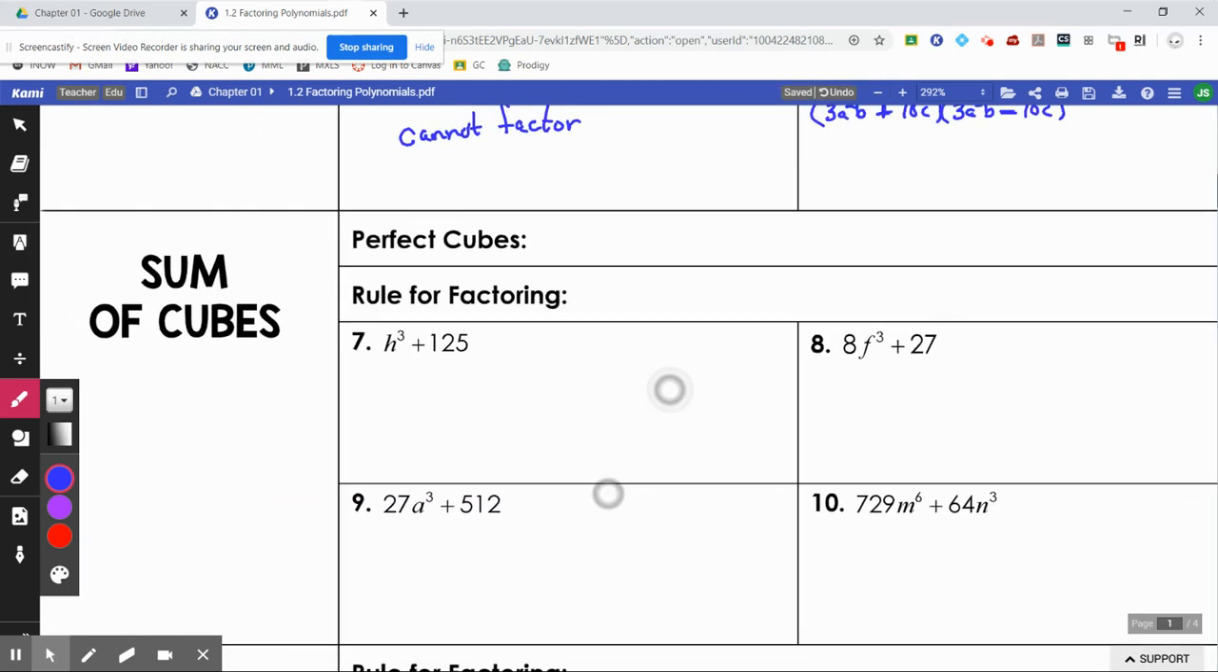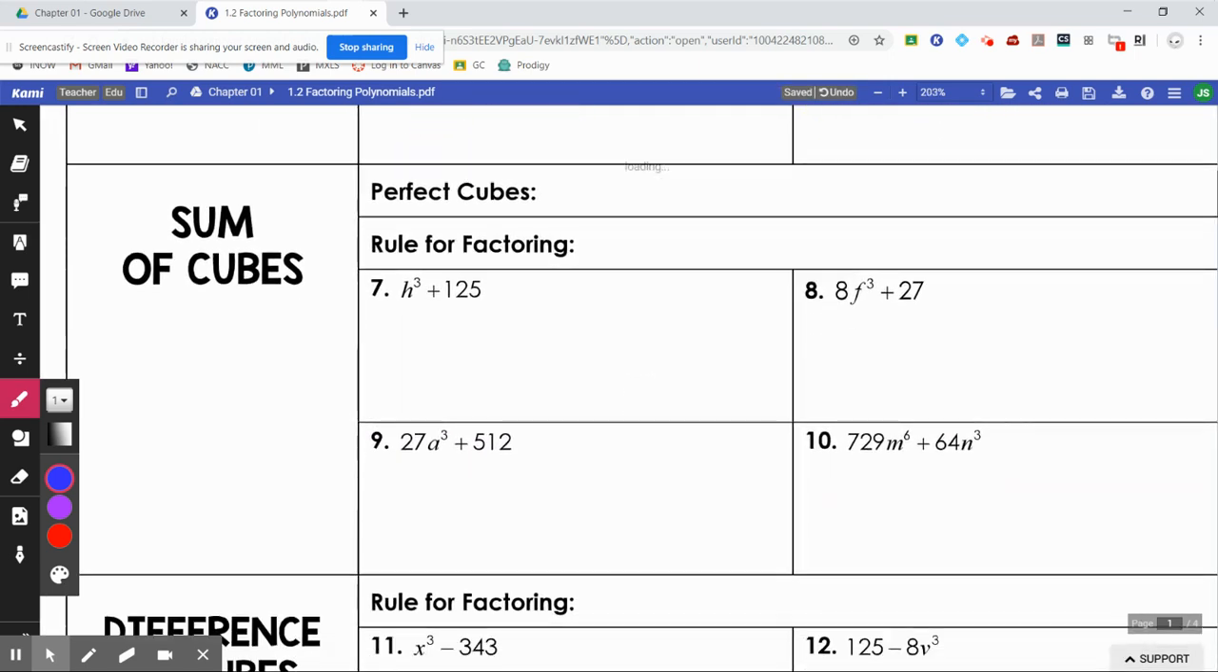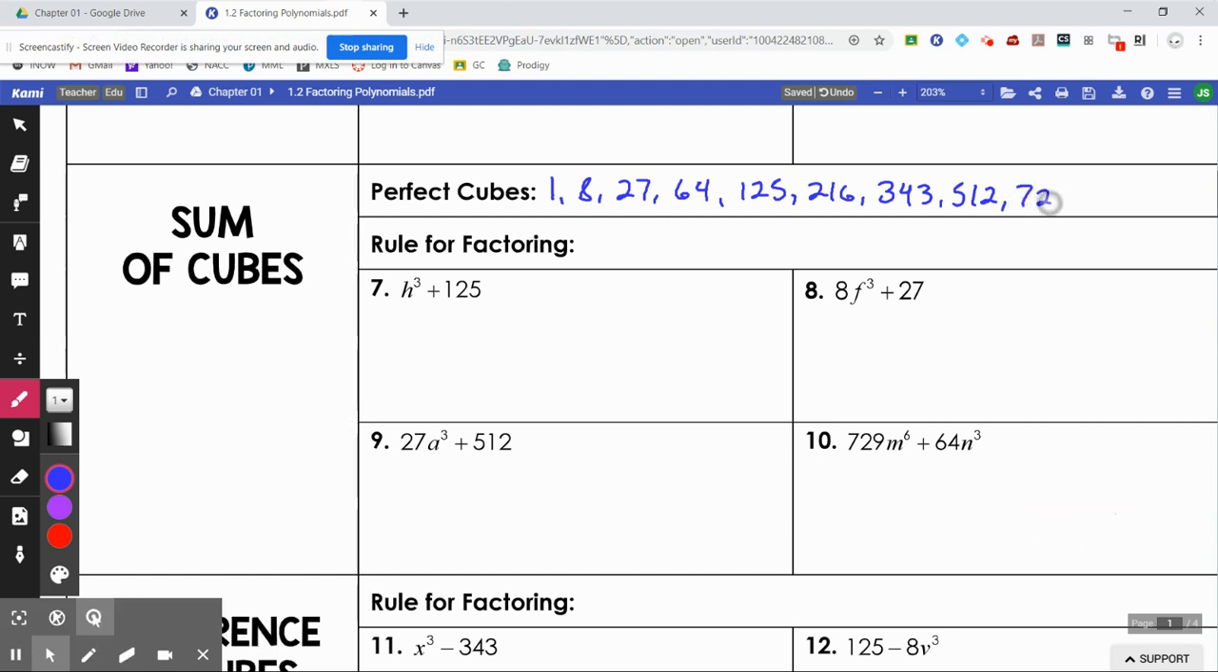Next up, sum of cubes. Okay, your perfect cubes. What do we mean by perfect cubes? 1 times 1 times 1 is 1. 2 times 2 times 2. 3 times 3 times 3 is 27. 4 times 4 times 4 is 64. 5 times 5 times 5 is 125. Then 216, 343, 512, 729, 1,000, and those do keep on and on and on.